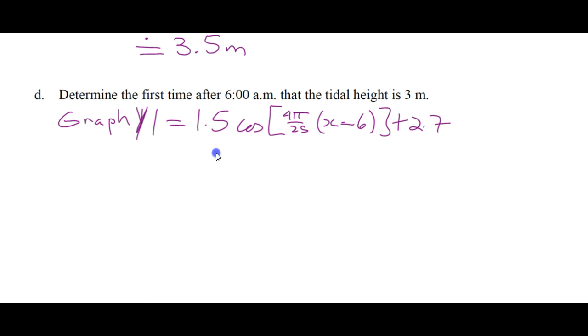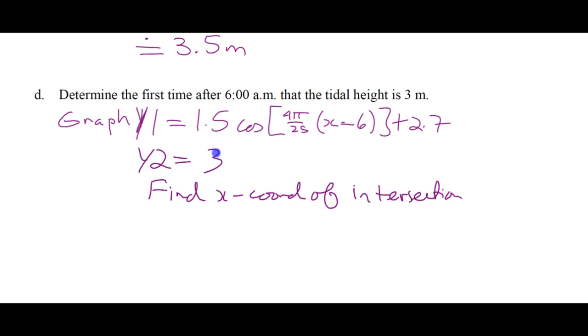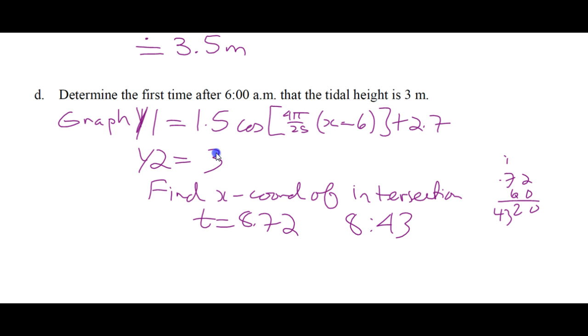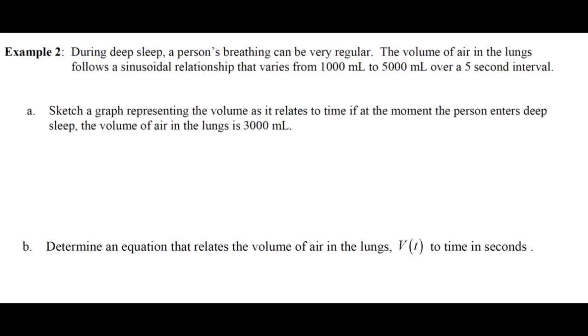Okay, so what else? y2 equals 3. Find the x coordinate of the intersection. So t is equal to 8.72, which is 8 hours and 0.72 times 60. 43, 8:43. Okay, good enough.